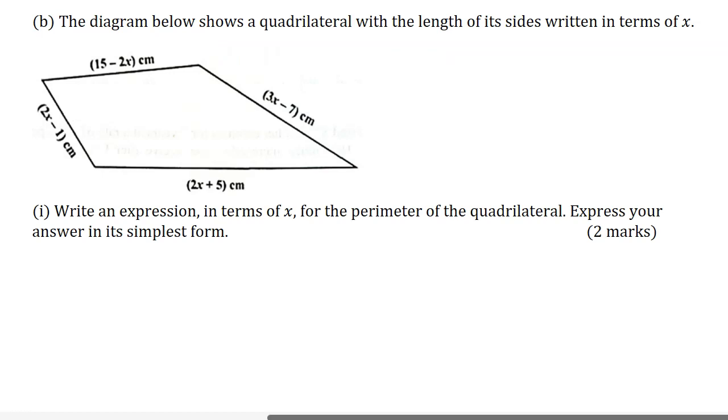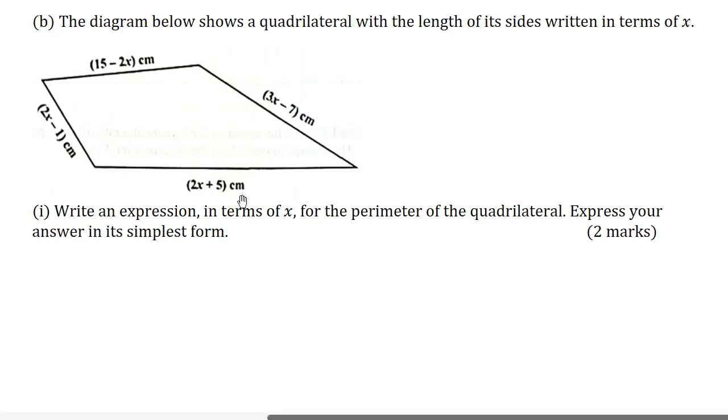Part B, the diagram below shows a quadrilateral with the length of its sides written in terms of x. Part 1, write an expression in terms of x for the perimeter of the quadrilateral. Express your answer in its simplest form for 2 marks.